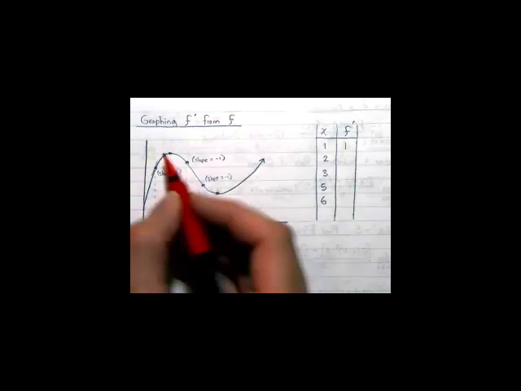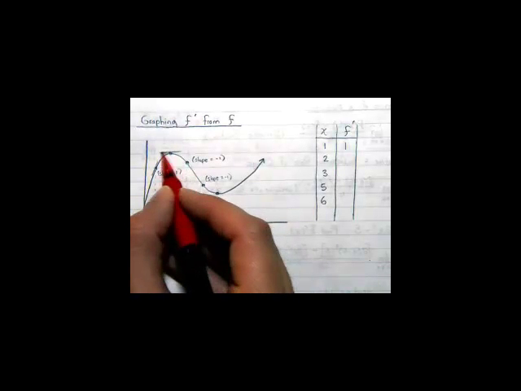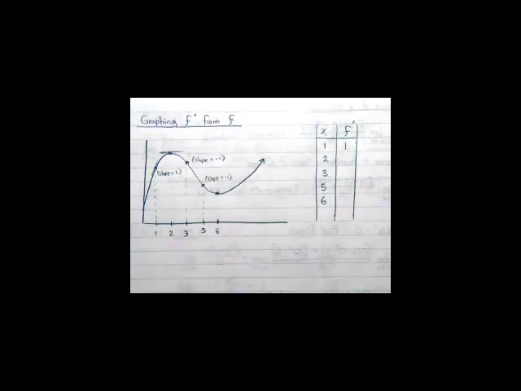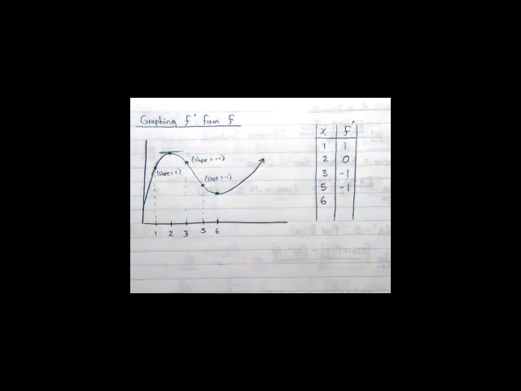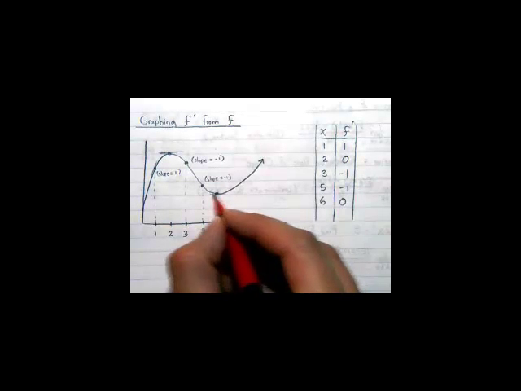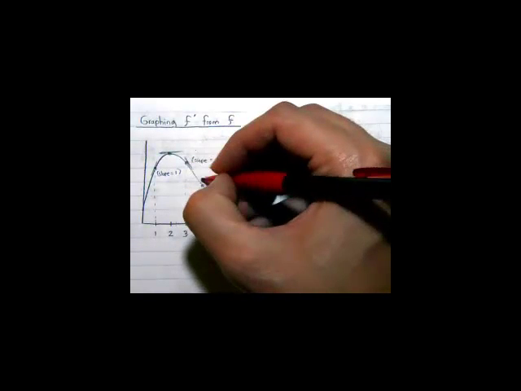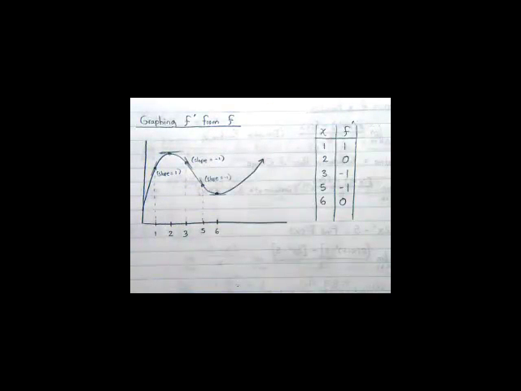At 2, think about tangent lines again. Here's at 2. The slope of that line is 0, right? So 0. At 3, what's f prime? Negative 1. At 5, what's f prime? Negative 1. And at 6, what is f prime? 0. Okay, so we've got, think about, slopes of little tangent lines at each one of those places.